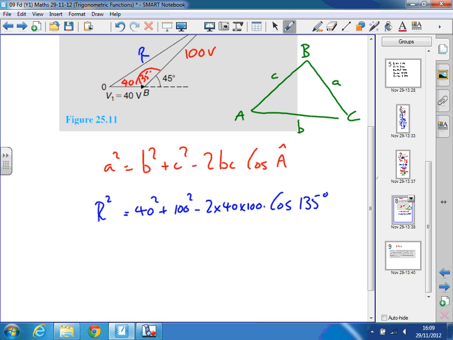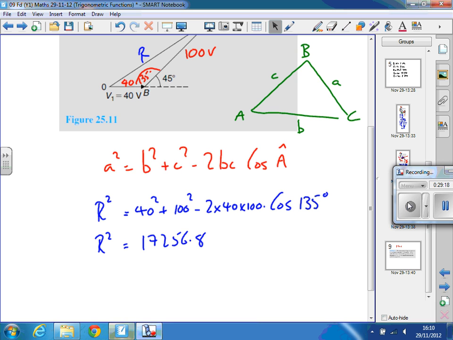Done. Plug that into the calculator and out comes the answer, but of course that's r squared. So r squared is that, so r is the square root of that, which is okay, and that's volts, because we're talking about voltages. So in fact, the resultant voltage of those two voltages is 131.4 volts, not 140, the addition of the two.